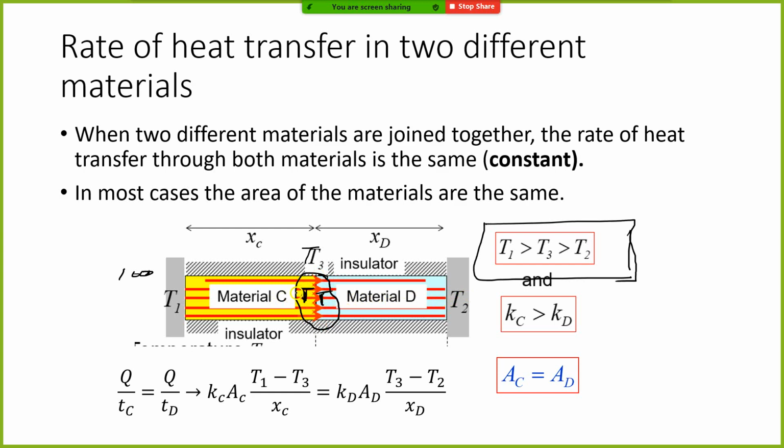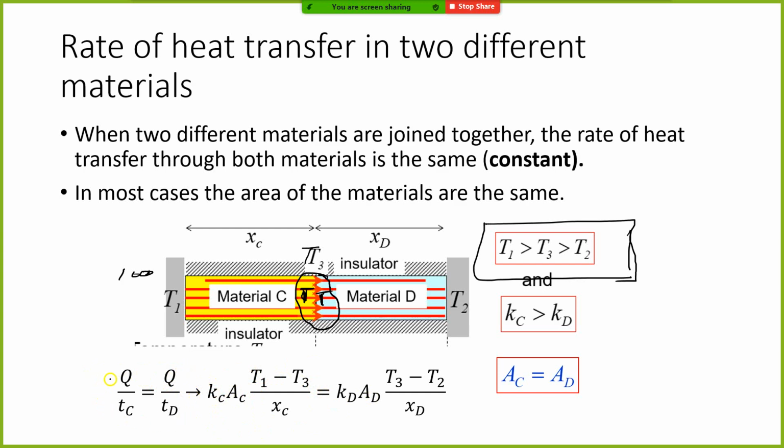So the final temperature in material C is going to become the initial temperature in material D. All right? And because the materials are joined, the heat transfer in material C is automatically equal to the heat transfer in material D. And for that reason, we can equate them using the formula, right?